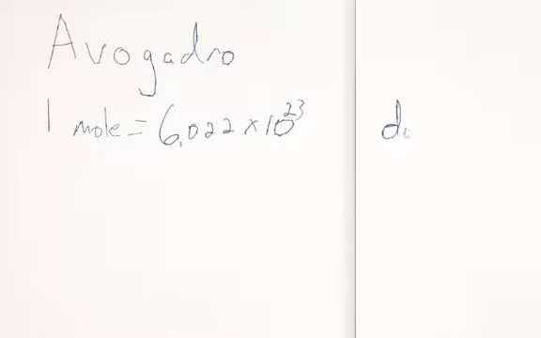What's a dozen? A dozen's 12. What's a gross? A gross is a dozen dozen. That's 144. A few. What's a few of something? Well, a few is 3. So you already have words equated with numbers in your vocabulary. This is no different. It's just a really big number. 1 mole of something, of anything, was 6.022 times 10 to the 23rd.